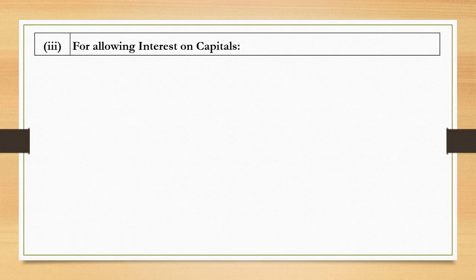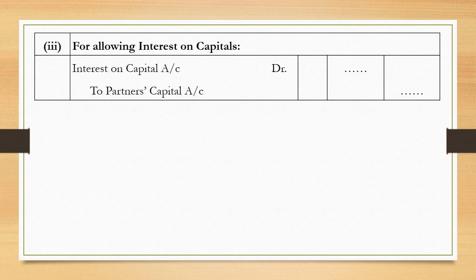For allowing interest on capital, partners contribute capital to the firm, and against that, the firm needs to allow interest on capital. When the firm allows interest on capital, it is a loss, and being a loss, it has to be debited. So the first entry required for allowing interest on capital is interest on capital account debited to partners' capital account. Partners' capital is credited over here.